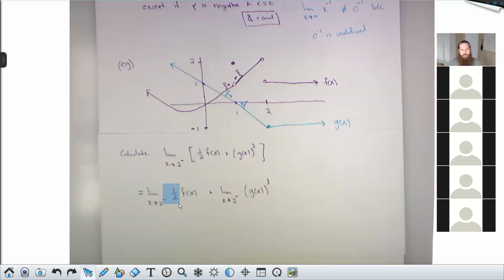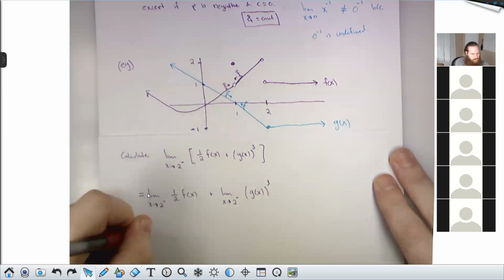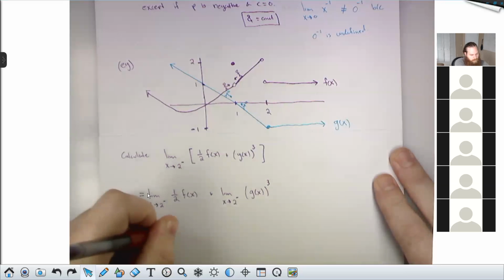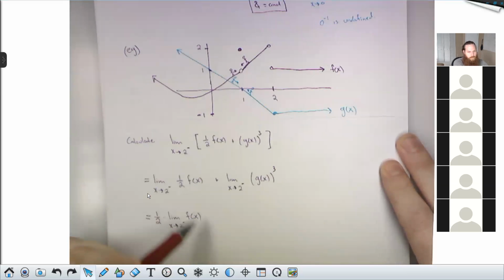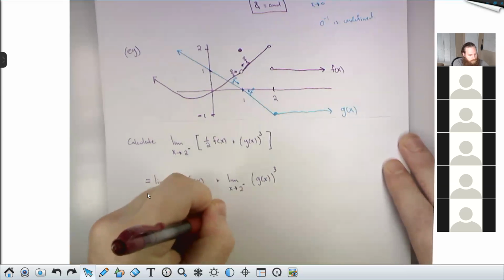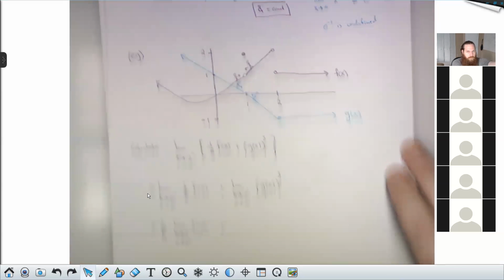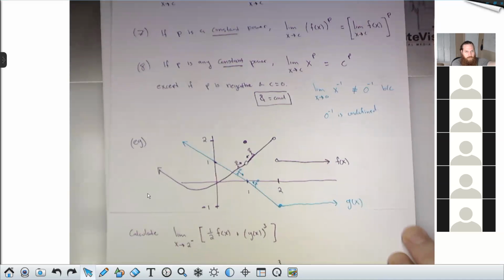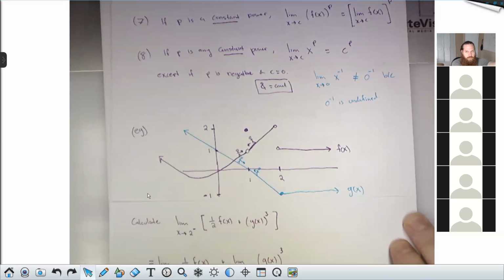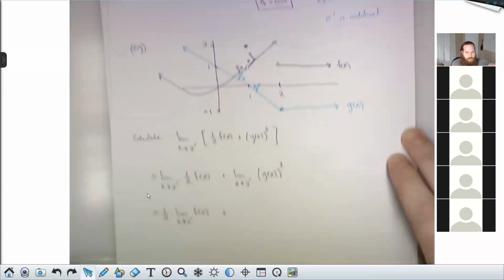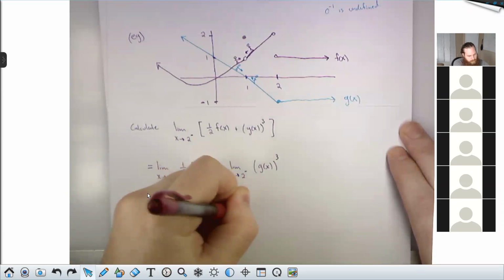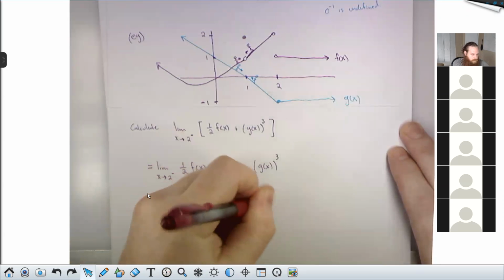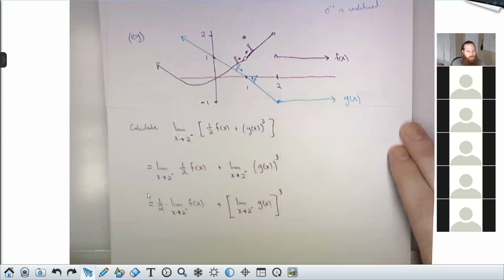Now this 1/2 is kind of playing the same role as the 2 and the 3 from the previous calculation. It's a constant multiple, so it can pop out. So I'll have 1/2 times the limit as x approaches 2 from the left of f of x. And now I've got this limit alone. I know how to handle that. In the other one, I'm going to use rule 7. If p is a constant power, then I can take the limit of the power of that function by taking the power of the limit of that function. Rule 7 is what we're going to use on this next piece. So this will become the limit as x goes to 2 from the left of g of x, all cubed, like this.